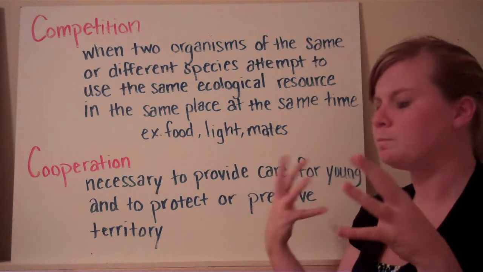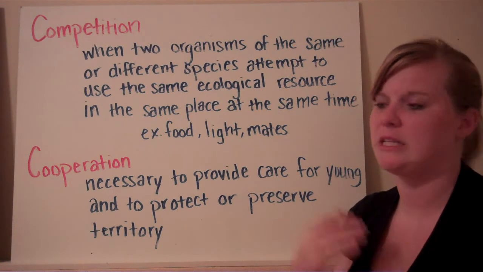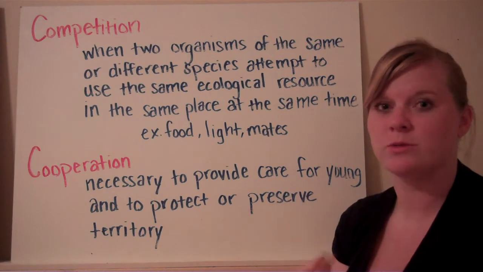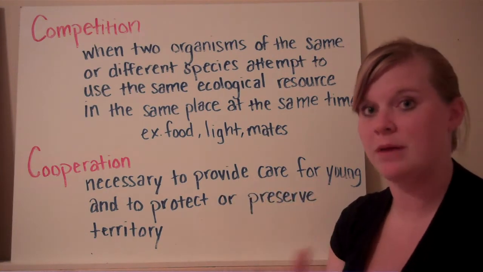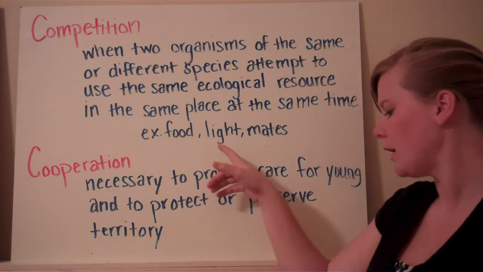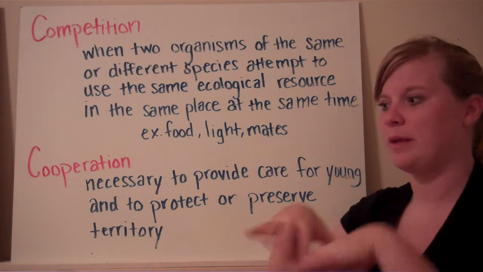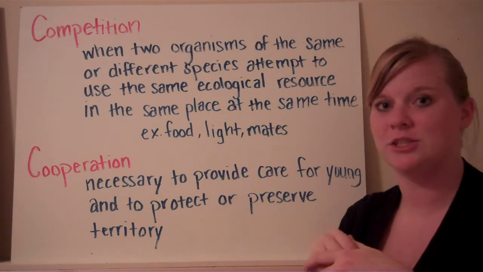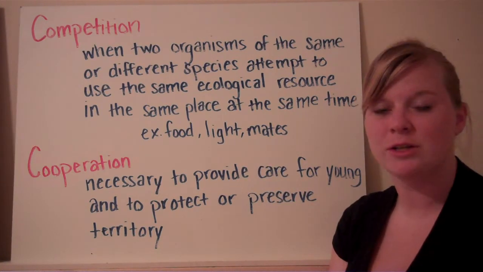So if you've got two deer populations that live in the same forest, there are different species of deer. Those species may compete for similar resources like food. There also might be individuals within that species competing for food as well. Now, as far as sunlight, we have lots of plants that will compete for sunlight. Those plants that grow up higher are typically going to be better suited for that competition. They'll also fight for mates. So you see those mating rituals.